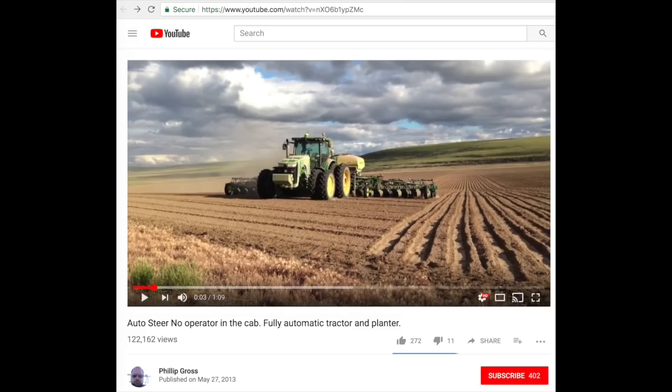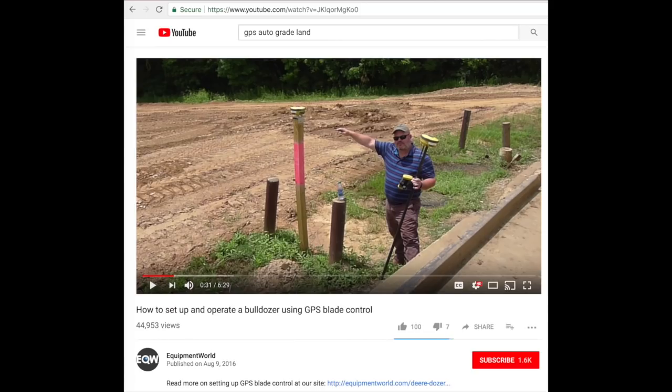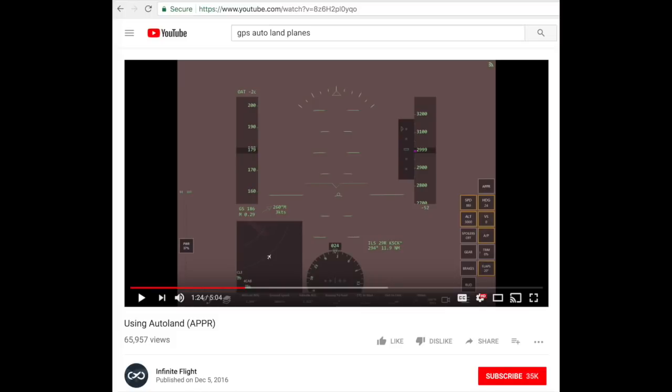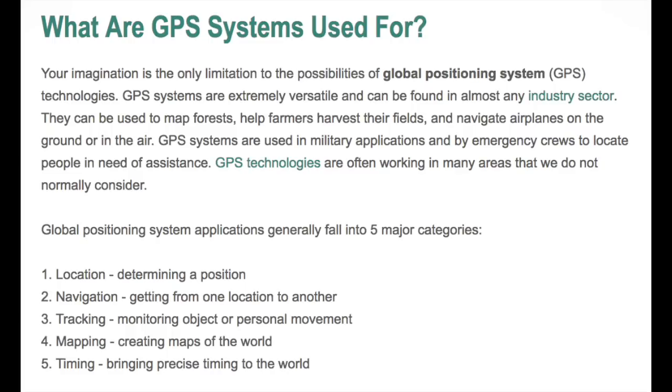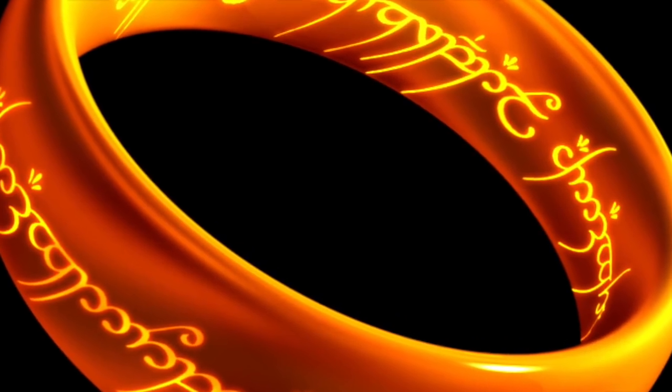GPS is used to drive tractors, to grade land, to automatically land airplanes, and guide missiles. Not to mention a million other things. GPS works. It doesn't matter who created it. It works.